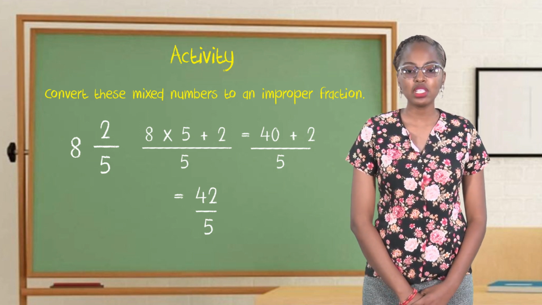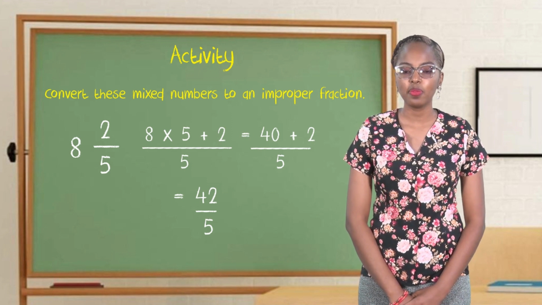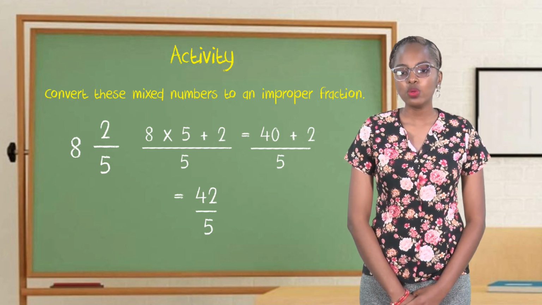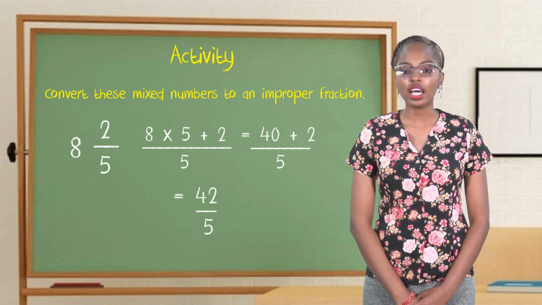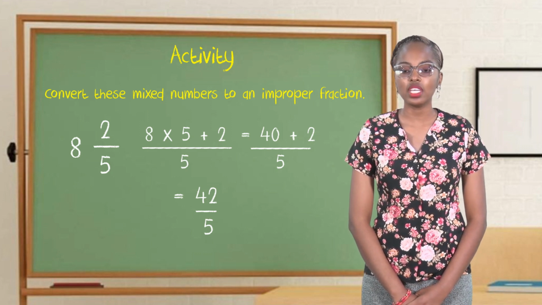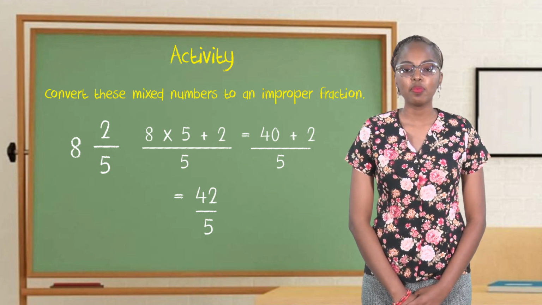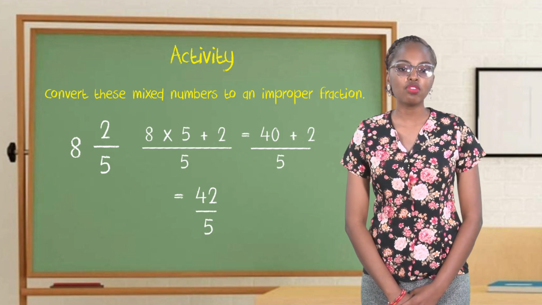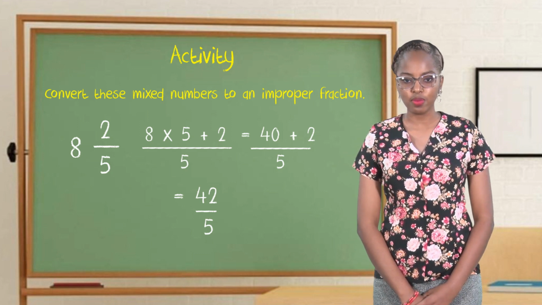To change that mixed number into an improper fraction, we follow the same steps. 8 is multiplied by 5 and 2 is added. Once we would have done that, the value we would get is 42 above 5. Therefore, the mixed number 8 2/5 can be converted into the improper fraction 42 above 5.